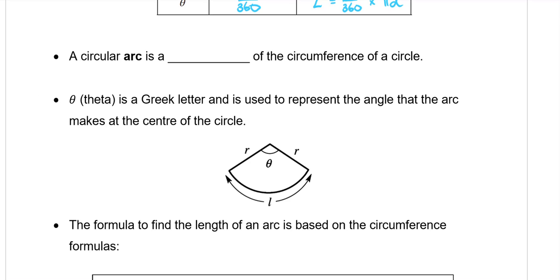A circular arc is a portion of the circumference of a circle. Theta is a Greek letter and is used to represent the angle that the arc makes at the center of the circle. So when you see it, you'll see a line like this in the center, and you'll see a number where that theta symbol is. And the L is this big arc length around here that we're trying to find how long that is.